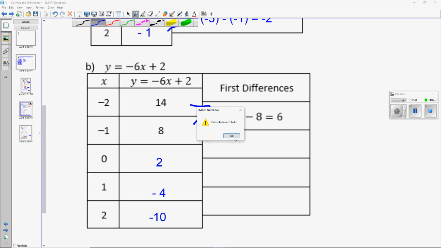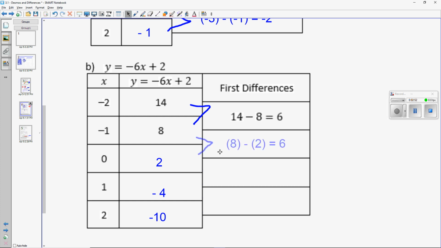Now that I've done that, we're going to do the same thing for the next set of two. Notice always the top minus the bottom one. Top minus bottom. And we do the same again and again. And we end up with 6, 6, 6, and 6.